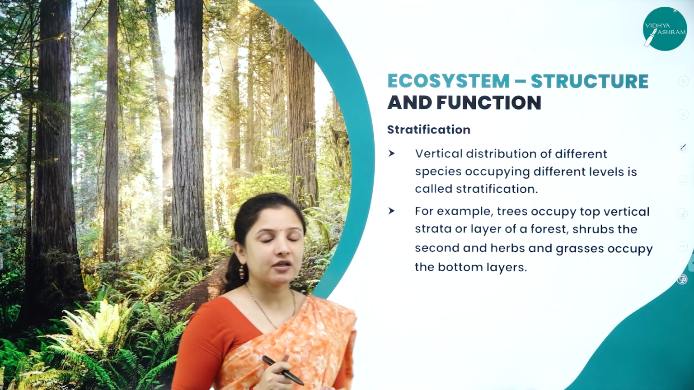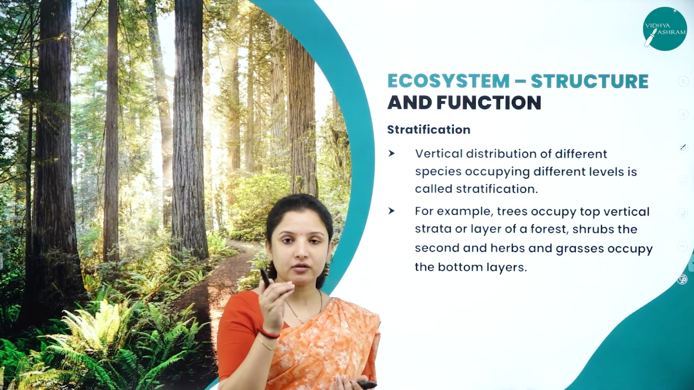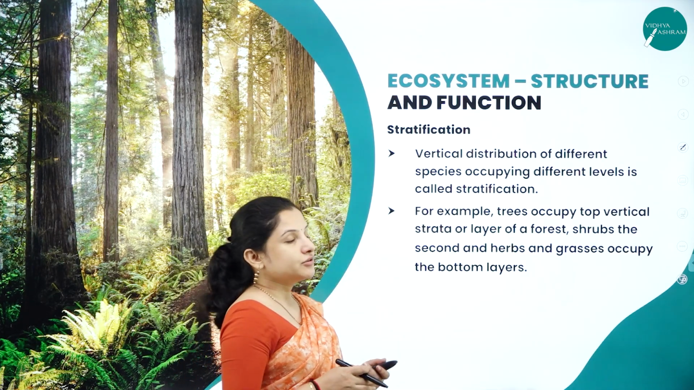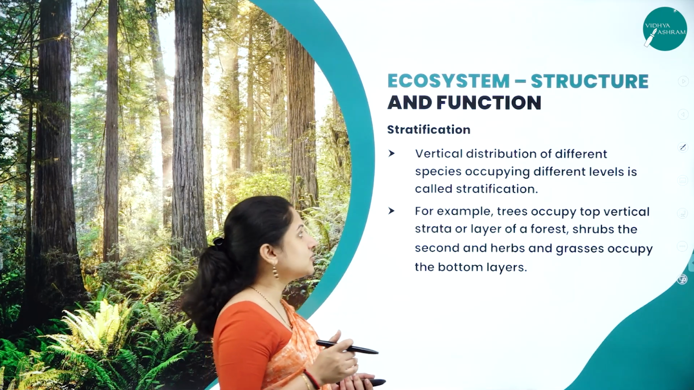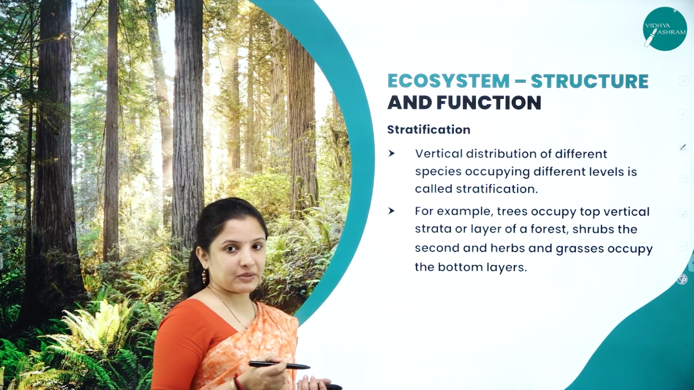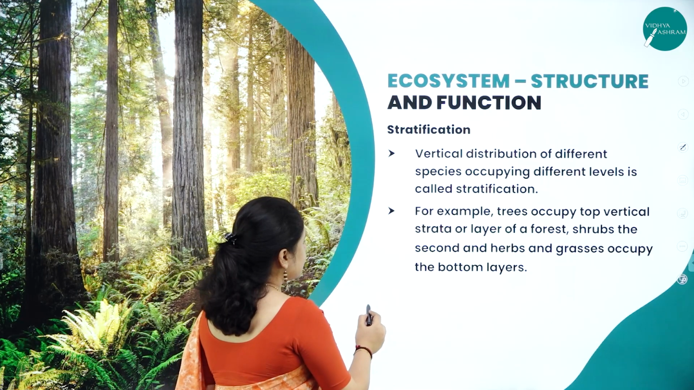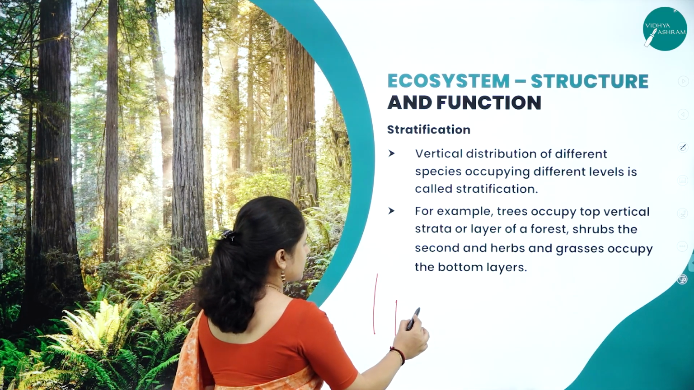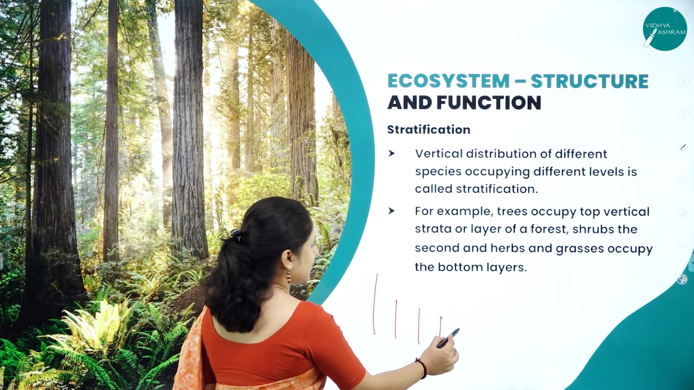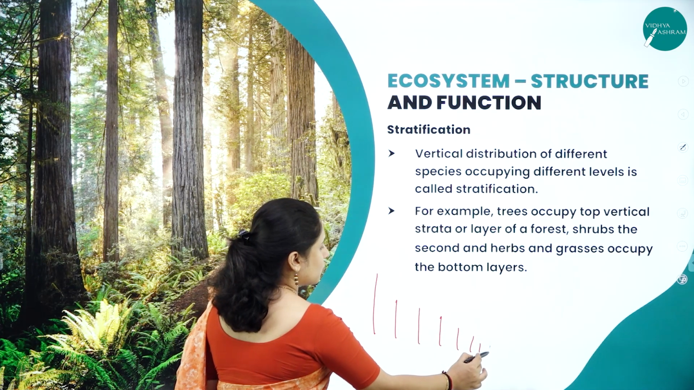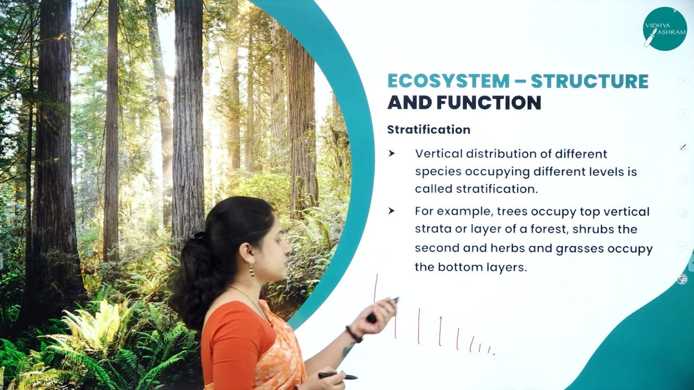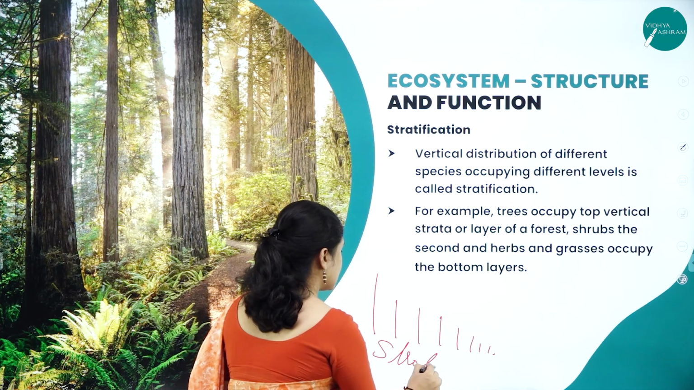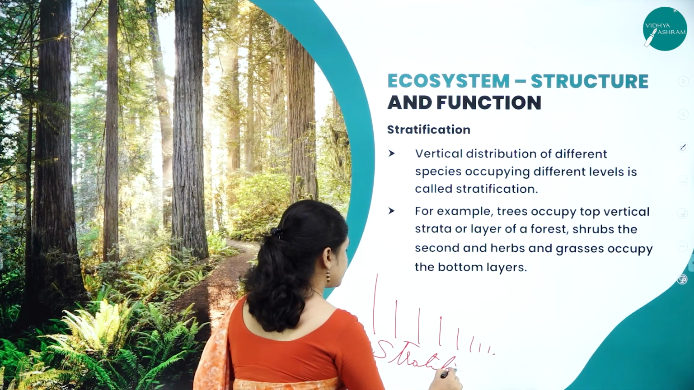So stratification is one of the important factors that determine the structure of an ecosystem. In stratification usually there is vertical distribution of different species. That is true, right? It is vertical distribution. The higher trees, next level of trees, next level of plants, next level, like this it goes on. So there is vertical distribution of species. This is stratification.